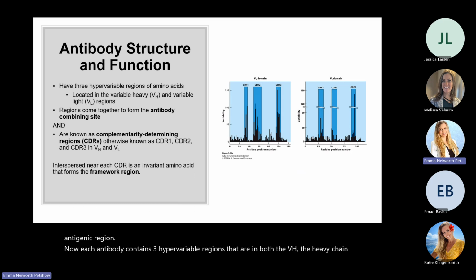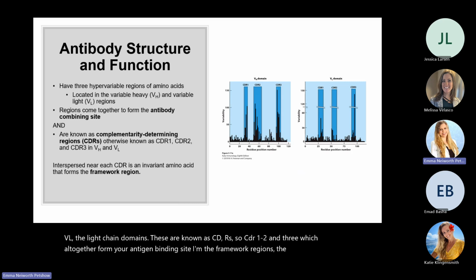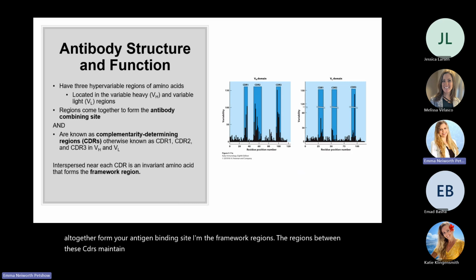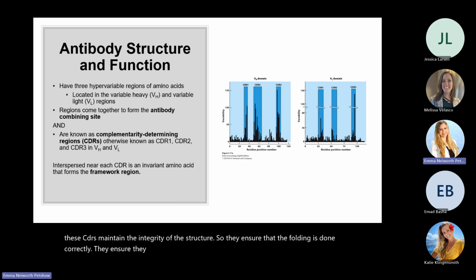Now, each antibody contains 3 hypervariable regions that are in both the VH, the heavy chain, and VL, the light chain domains. These are known as CDRs. So CDR 1, 2, and 3, which all together form your antigen binding site. The framework regions, the regions between these CDRs, maintain the integrity of the structure. So they ensure that the folding's done correctly. They ensure that the shape is the appropriate shape depending on the antibodies.